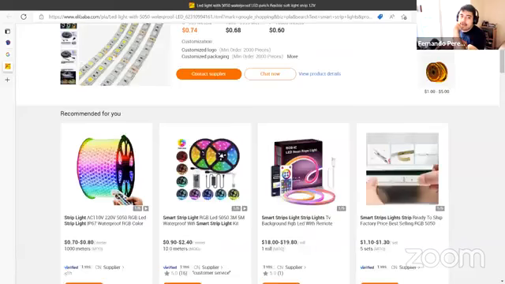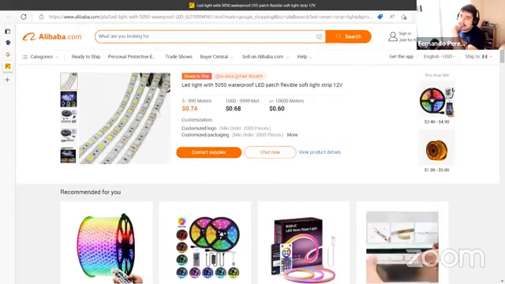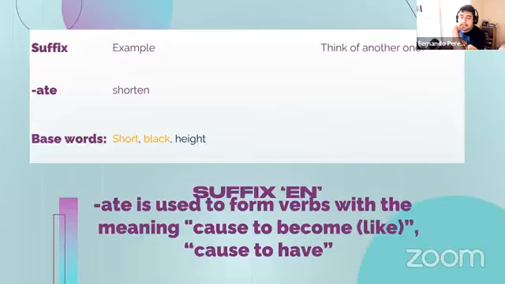Yes. For my LED strips, I need to shorten the LED strips to decorate. I need to cut them. If I'm going to get a haircut, I'm going to trim it, and by consequence, it's going to get shortened. And these are regular verbs. So present shorten, past shortened.